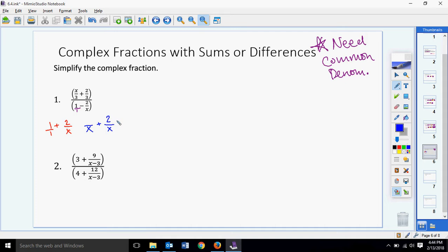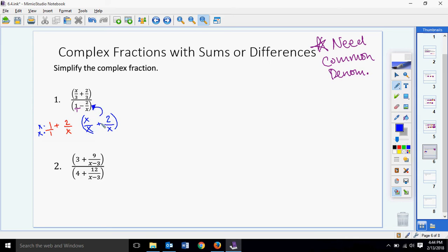2 over x already has it. So what should I multiply by over here? Well, it's lacking an x. So if I multiply the bottom by x, then I need to multiply the top by x. So x over x plus 2 over x stands for my denominator.